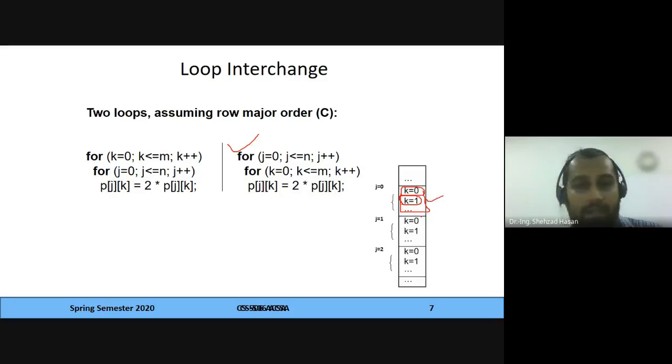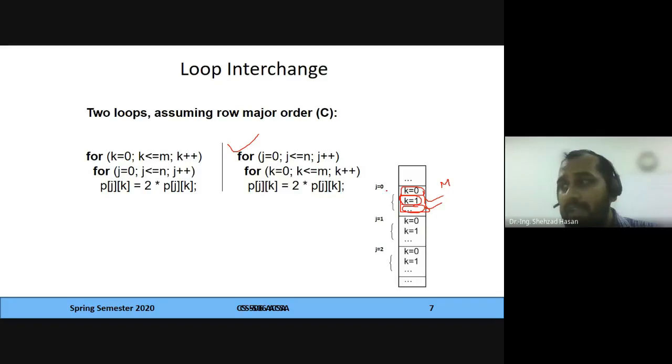So this would be a hit. Your third reference, k equals 2, is also in the cache. That is also going to be a hit. So you are going to have only one miss and the remaining hits. But in the other case, you are continuously having misses because you bring in the block, but you are not using the elements of that block, and you are ignoring the other parts of that block.